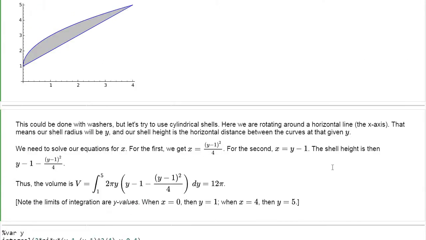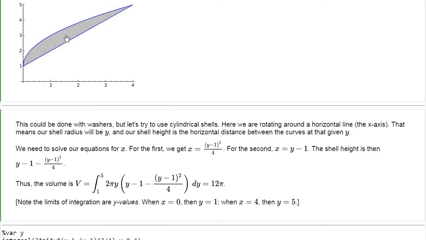So we could do this with washers, and it would probably be easier with washers. But just as an example of rotating around a horizontal line, let's try it with shells. So our shell radius is going to be y. Okay, to get a cylindrical shell, I need to take a line segment this direction. Say at y equals 3, I have to go this direction. I rotate that around the x-axis, and I get a cylindrical shell. So the radius of the shell goes from the x-axis up to whatever y value I have. So the shell radius is y.